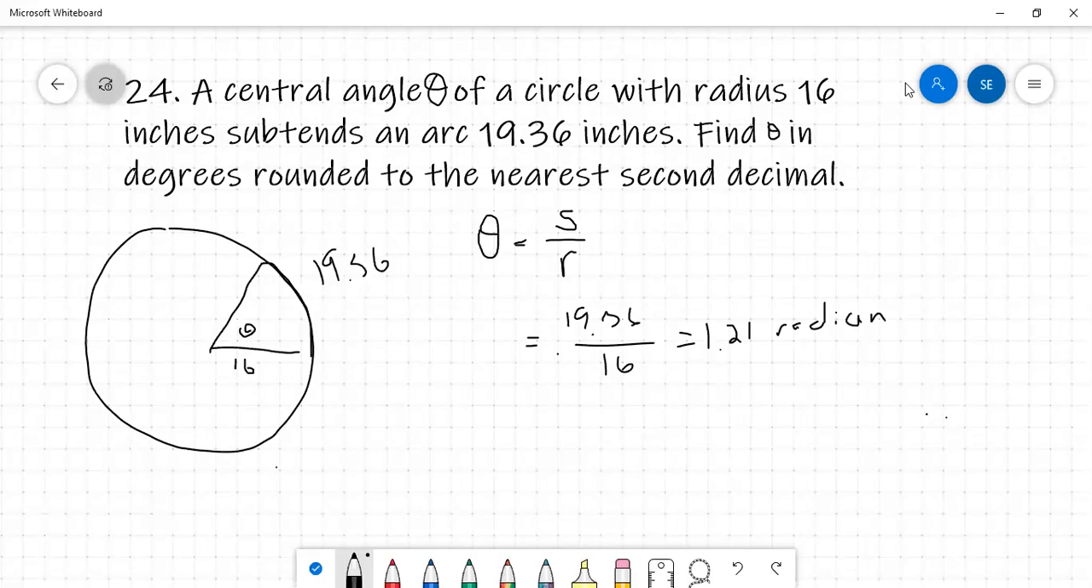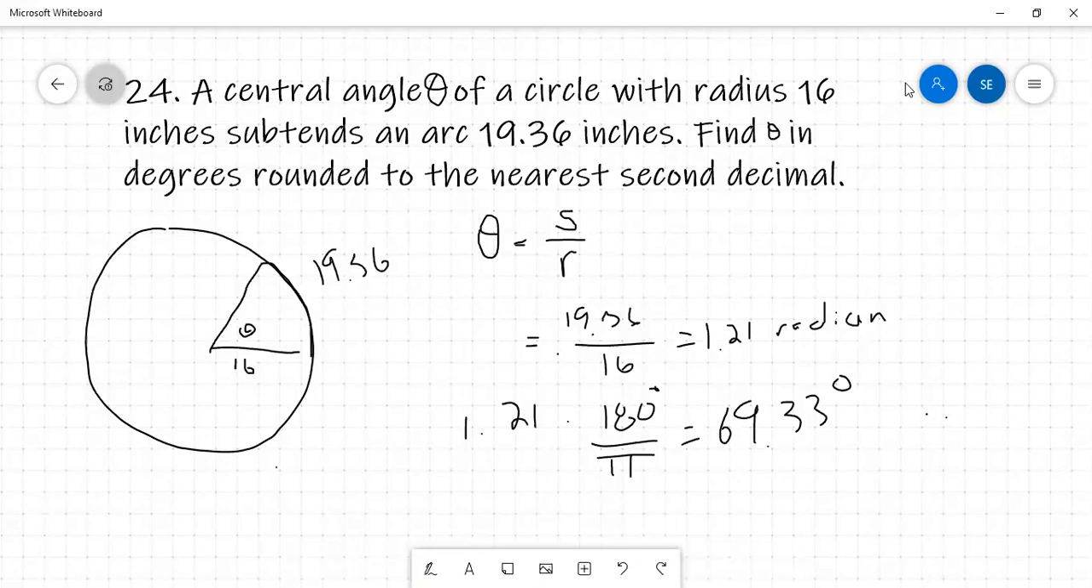And so to convert from radians to degrees, we need to do 1.21 times 180 degrees over pi. And when you do that calculation, again, just put that into your calculator, you're going to get that is equal to 69.33 degrees. Okay, that's pretty straightforward. We're following this formula.